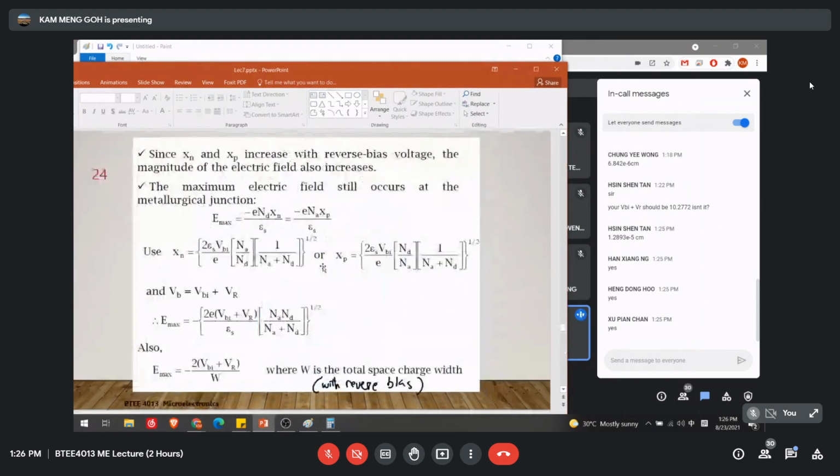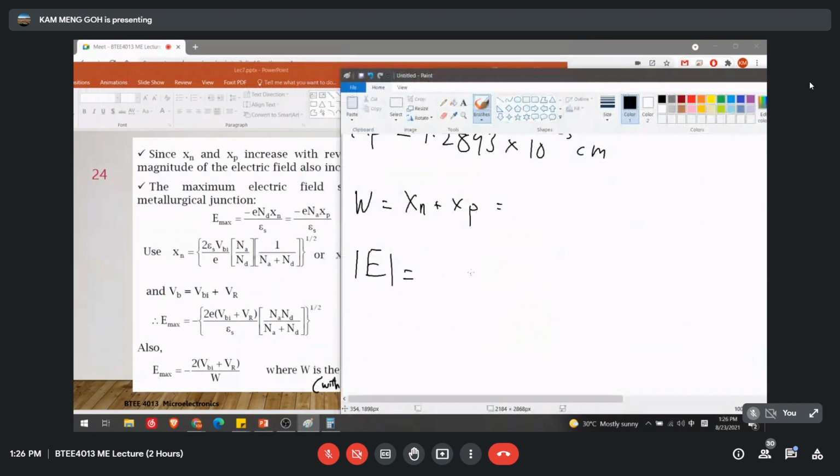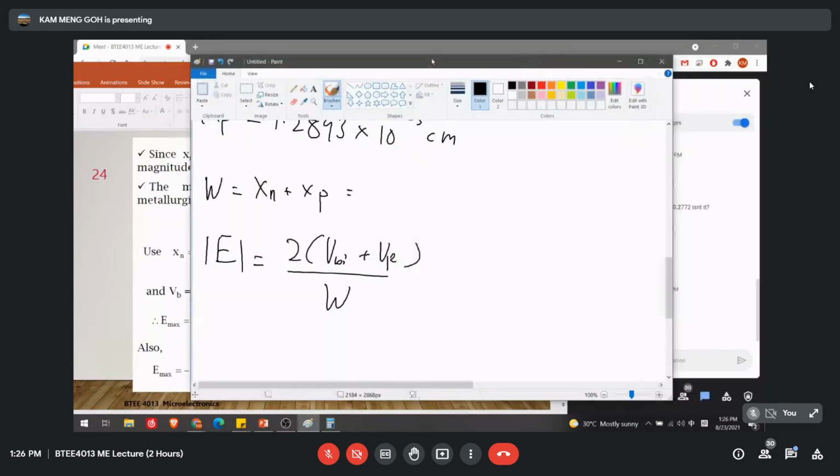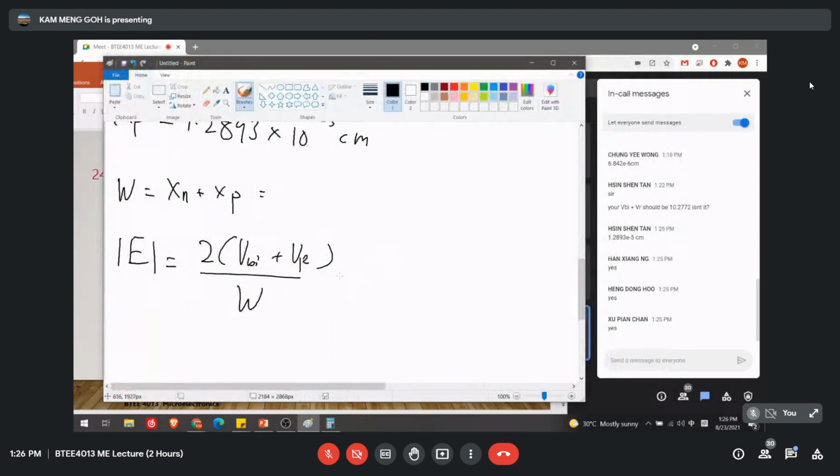In order for you to calculate E, you need to use this: 2 VBI plus VR over W to get the final answer. So, give me your answer of the W and the E max. Or maybe you change another guy. 陈旭偏, can you give me the answer of W and the E max?